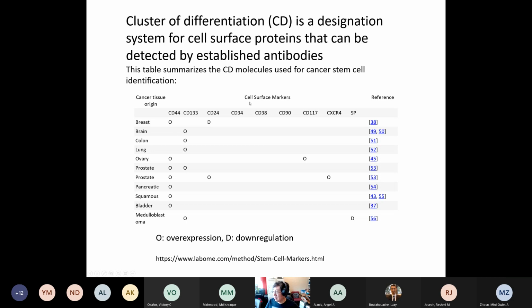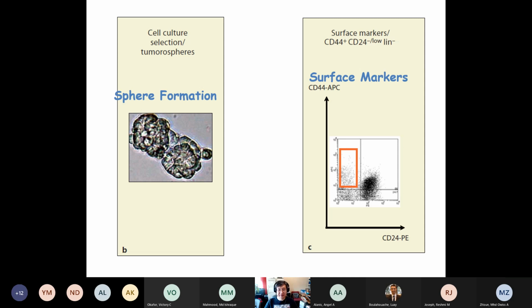So here on this slide, we have quite a few organs. These organs all could develop cancers, and the combination of CD markers will tell you what combinations you should use to identify the cancer stem cells. So this is just one example of how we are going to use the CD markers to define a stem cell type. And here, I give you an example.